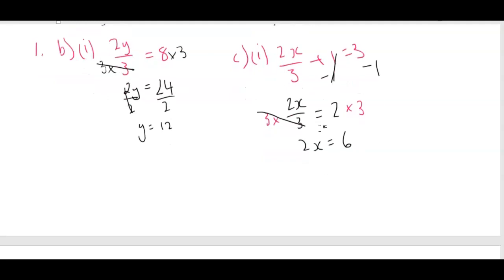And let's just scroll. So I did say I was going to use a different color. So let's go back to my pink. And we divide both sides by 2. So then we're left with x equals 3.